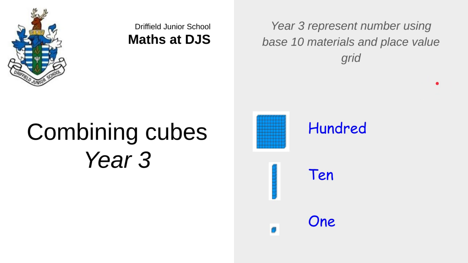In year 3, we use base 10 to represent numbers, and we can use that to help us represent numbers in a more efficient and tidy manner. Now we use the 100 square, which is made up of 10 tens, and each 10 is made up of 10 ones cubes. Those are the 3 different items we use to represent number in year 3.